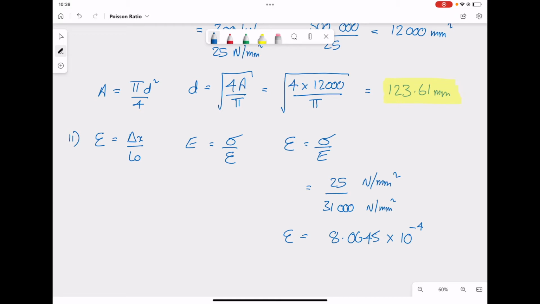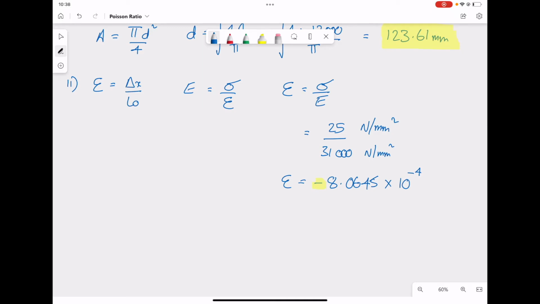At this point, I'm actually going to introduce a negative sign for the strain because it is a compressive load. Therefore, it's going to lead to a shortening in the column. So I'm going to make that a negative 8.0645 times 10 to the minus 4.